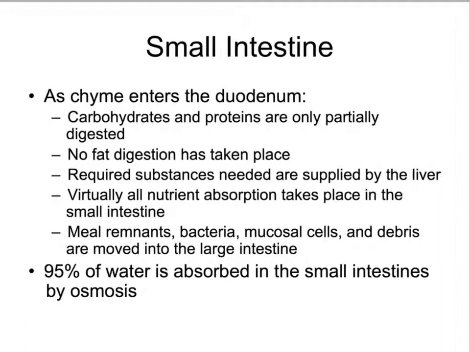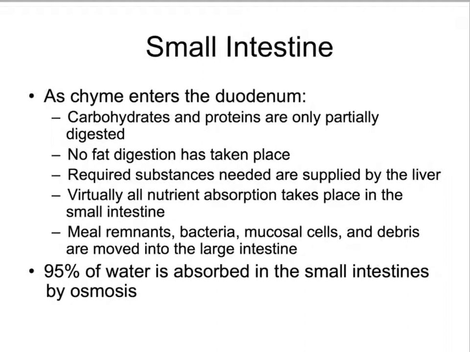So in the duodenum, carbohydrates and proteins are only partially digested at this point. It started in the stomach and is going to be finished in the small intestine. So no fat digestion has yet taken place. The required substances needed to digest that fat are supplied by the liver. Virtually all nutrient absorption takes place in the small intestine. A few things are absorbed in the large intestine, but for the most part, it is all the small intestine.